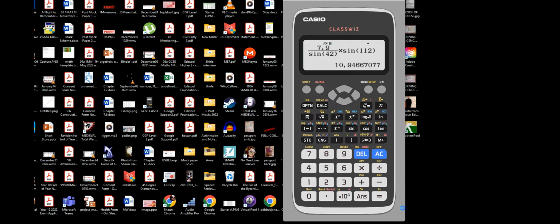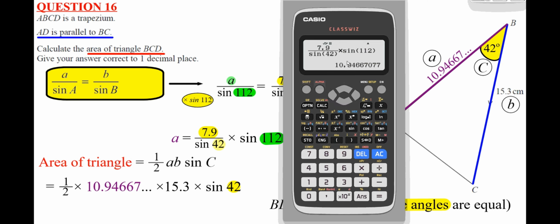So what I'd suggest we do is this. Because we've actually got the side length, I can just press A and S to get that back. So it's going to be 1/2 times A. I'm just going to put A and S because that was the last answer I had. That was the exact side length. Times 15.3, that one there, times sine 42, close brackets. We get here an answer of 56.0343 and so on and so on.